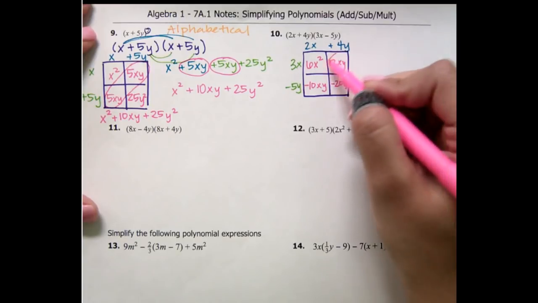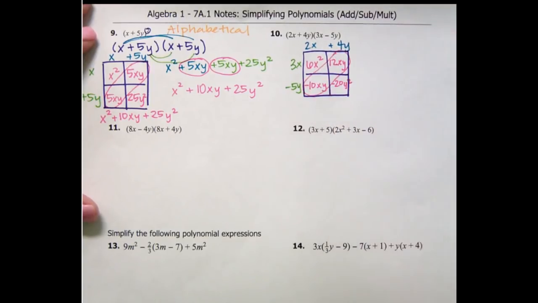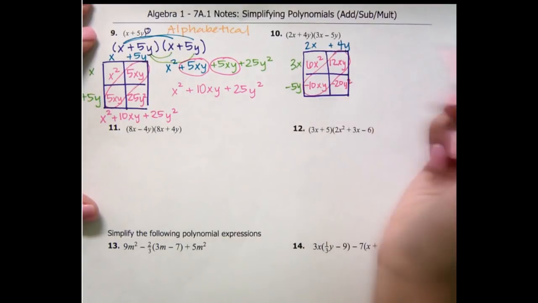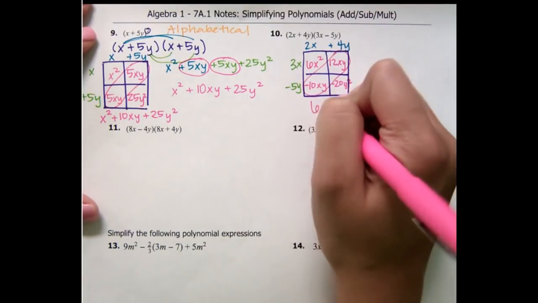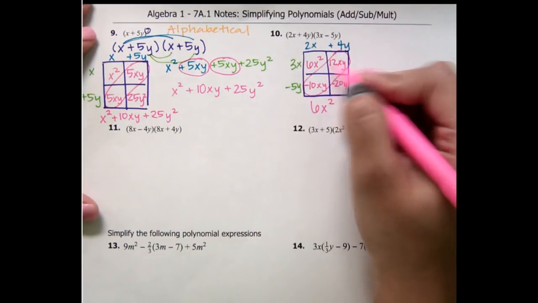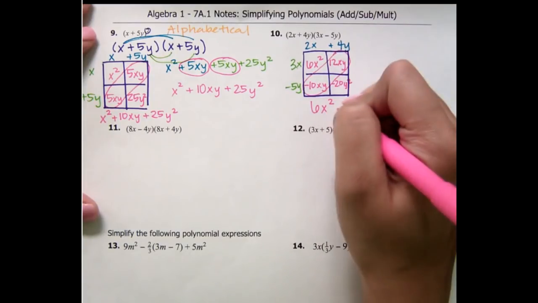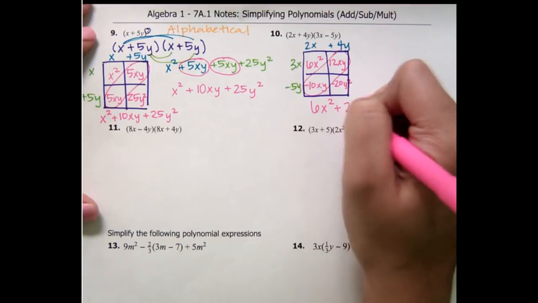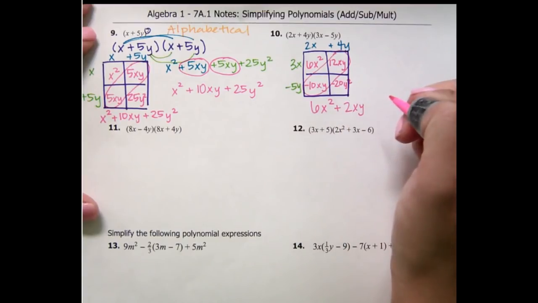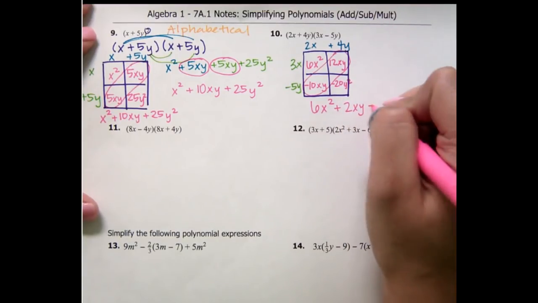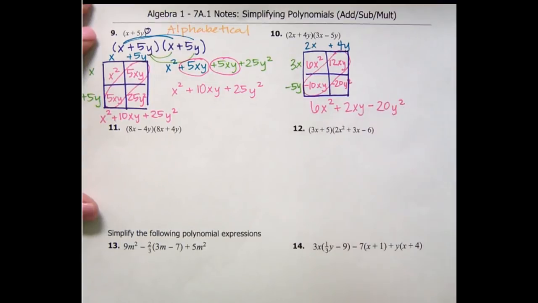Like terms, diagonal from each other because we set it up correctly before we started multiplying. There's nothing that has just an x squared, so 6x squared. 12xy minus 10xy is a positive 2xy, and then minus 20y squared.